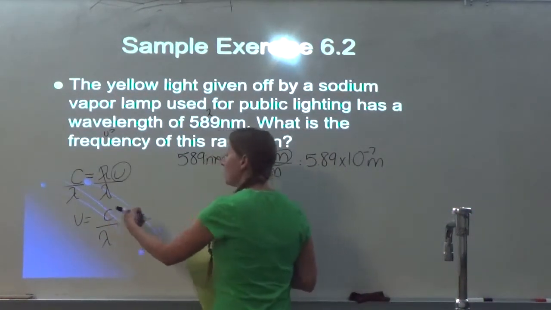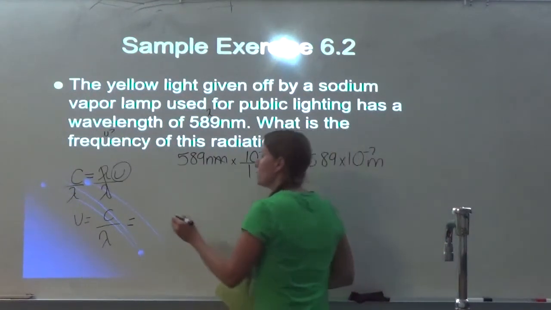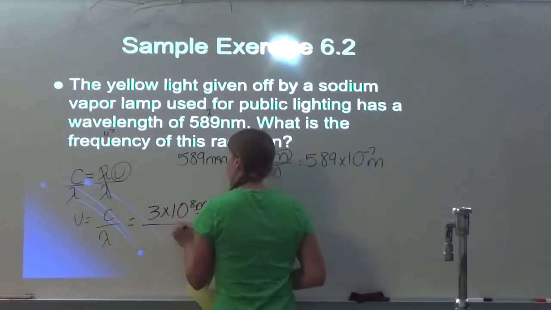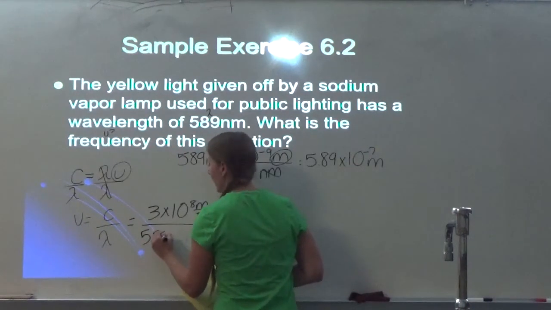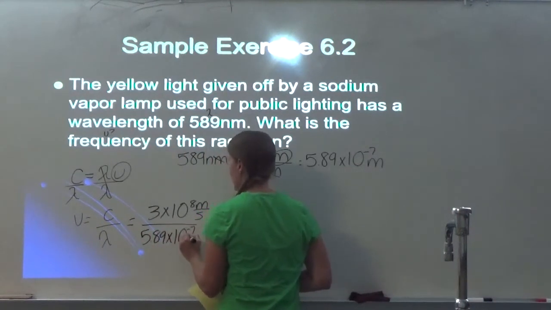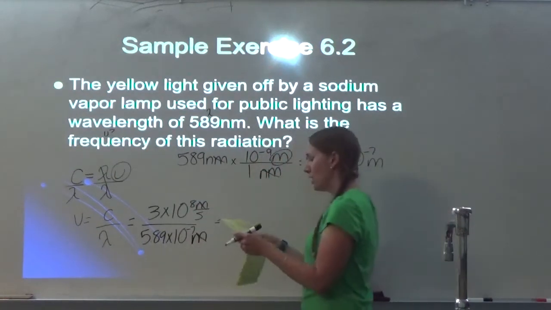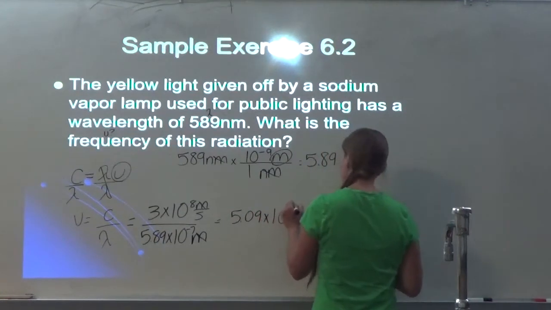Okay, so now I'm ready to plug in. So notice the question doesn't reference c at all. You just got to know c. So it's 3 times 10 to the 8 meters per second. And then over my wavelength, which we changed to 5.89 times 10 to the negative 7 meters. So my meters cancel. Once I divide, I got 5.09 times 10 to the 14.